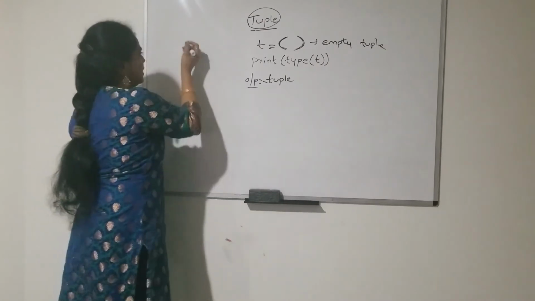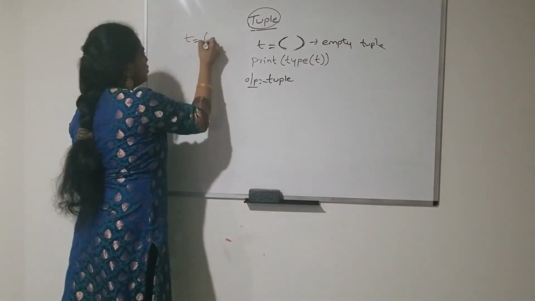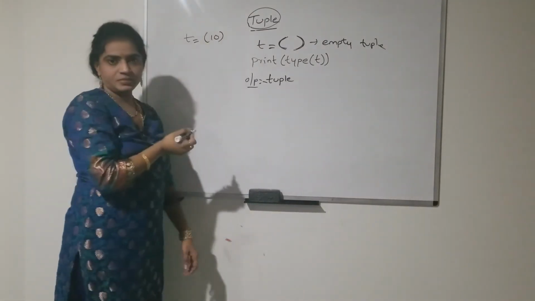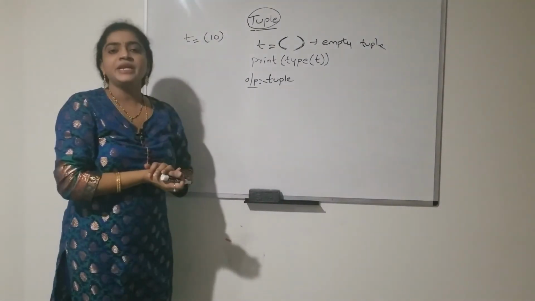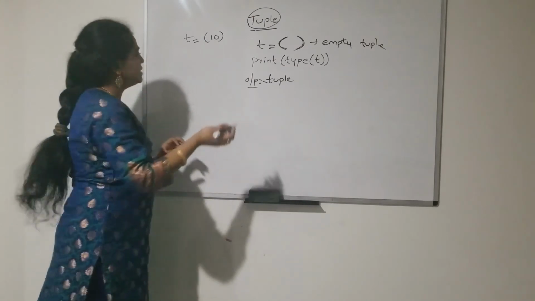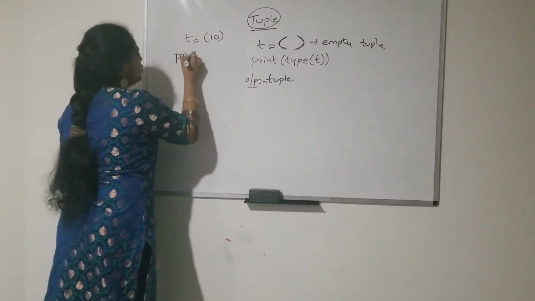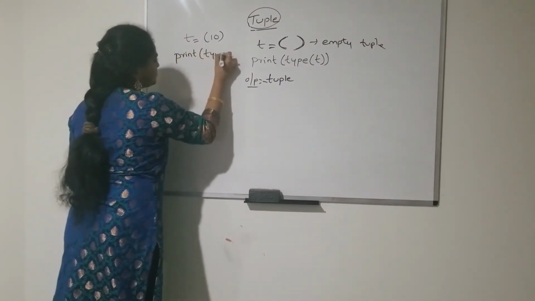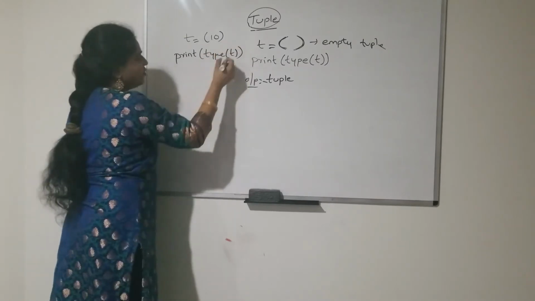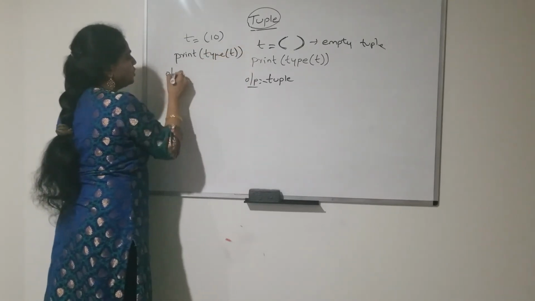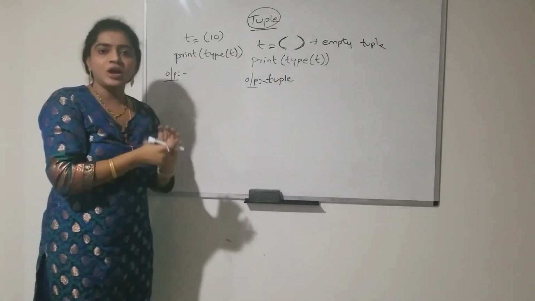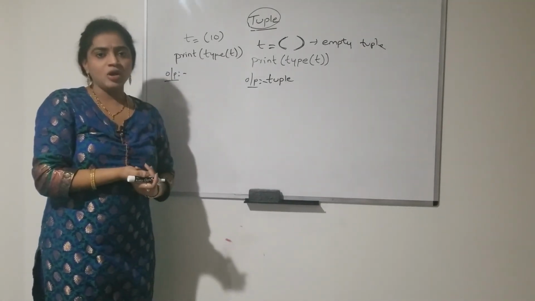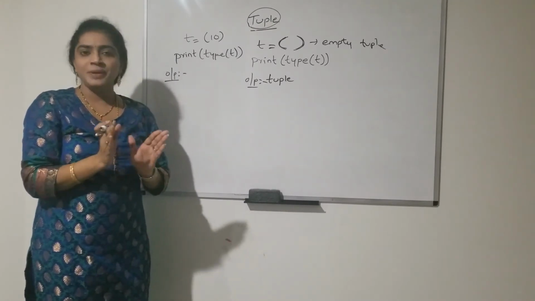Suppose for example, here I am taking T equal to 10. T equal to 10, that means I have inserted one element into the tuple. Got it? Suppose if you now print the type of T, then what will be the output? Is it a tuple now? No. The output will not be tuple.